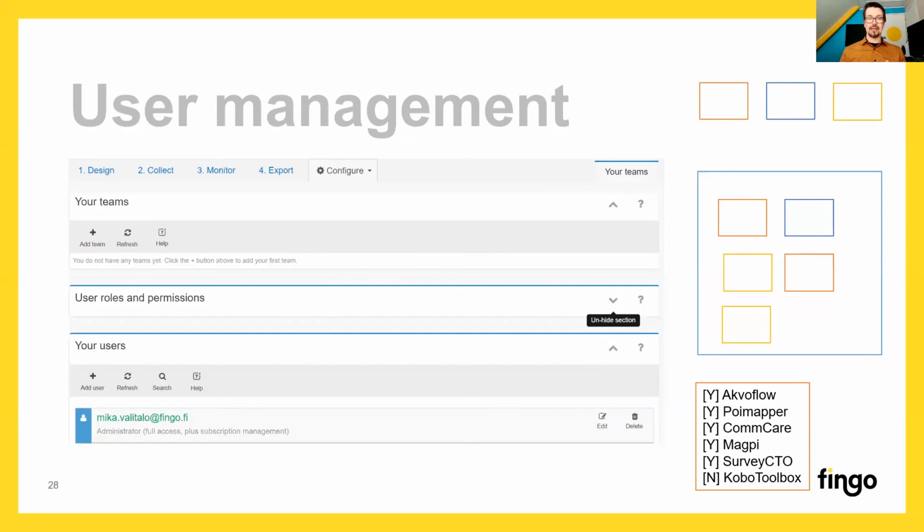The pricing here then differs quite a lot. I will come back to that. But so user management, in some cases it has been done clearly, in some a little bit more difficult, but still it works. For example, the Survey CTO, it flows pretty well. PoiMapper also has good user management. But with all the other tools except Copo Toolbox, you can get it done, certainly.